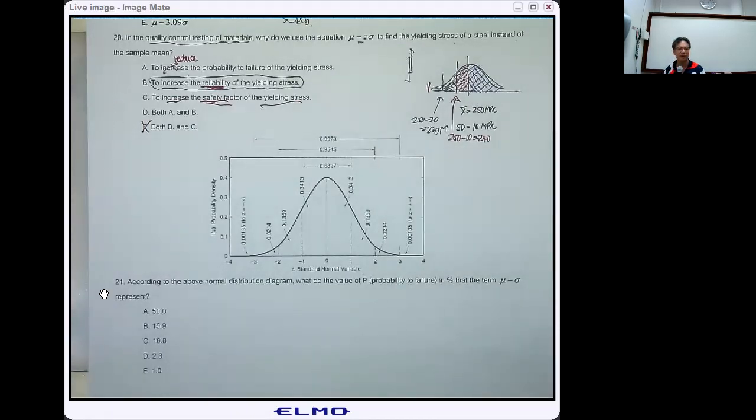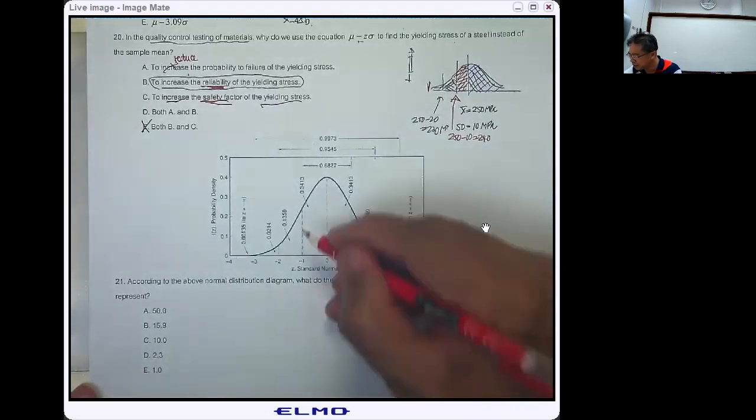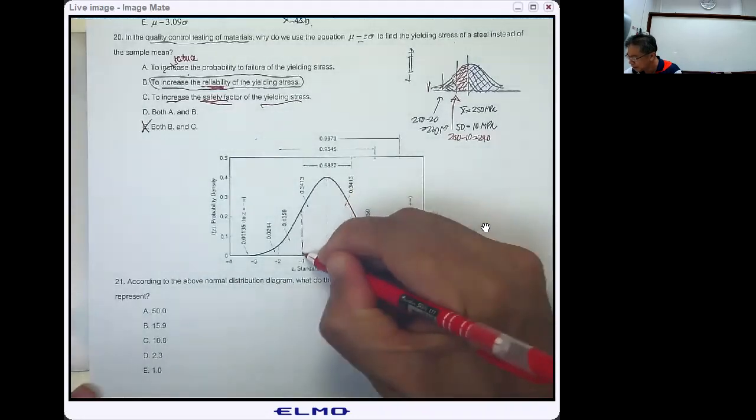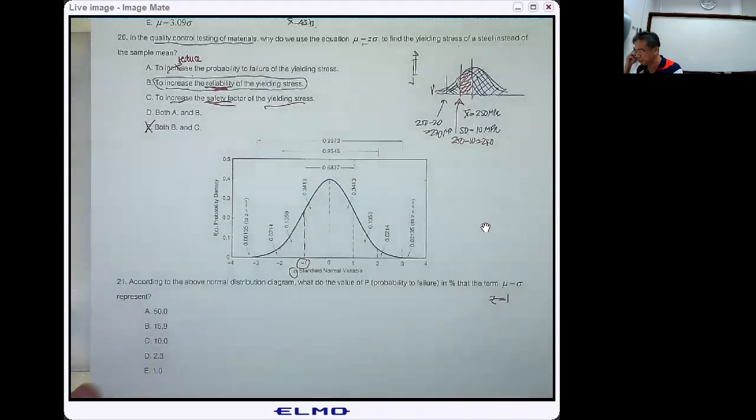Next, problem 21. According to the above normal distribution diagram, what is the value of P in percent that the term mu minus sigma represents? That is mu minus sigma. This means C is equal to 1. When C is equal to 1, the value here is minus 1. And then what do we have represented?